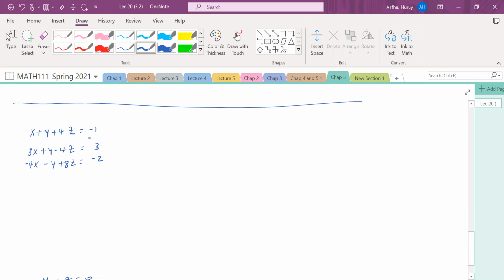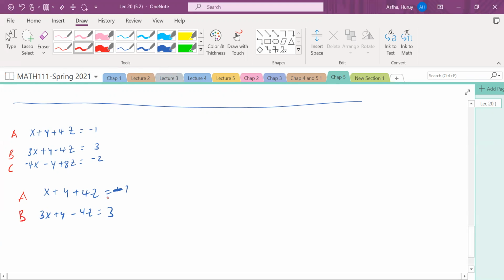So again, we will follow the same steps. Let's rename these: we have A, B, and C, and then let's pick A and B. A is x plus y plus 4z equals -1, and B is 3x plus y minus 4z equals 3. And what do we do next?